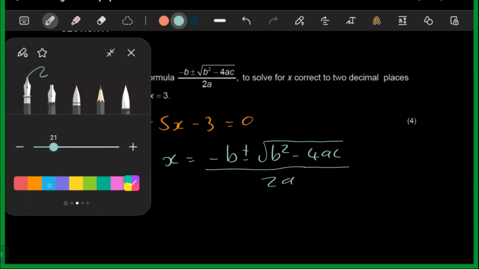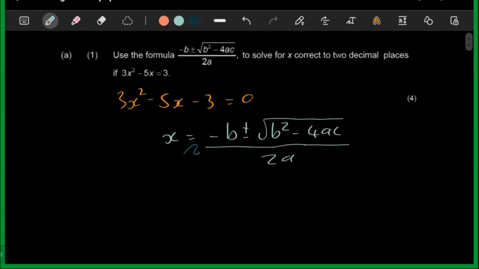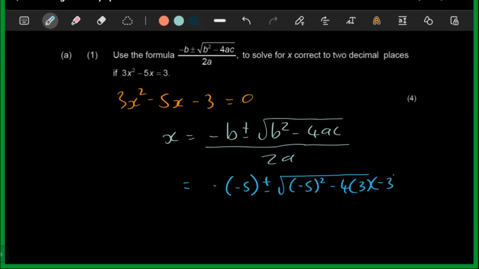So all this being done, b is minus 5. And then you have minus 5 squared minus 4, a is a 3, c is negative 3. So our a value is just 3. Let's put all this in the calculator and see what we get, because we're bound to get something specific.